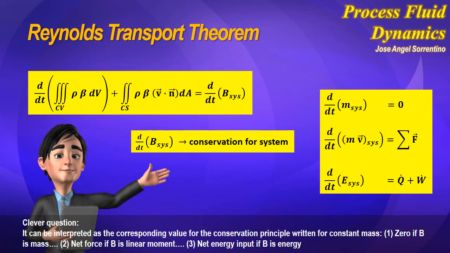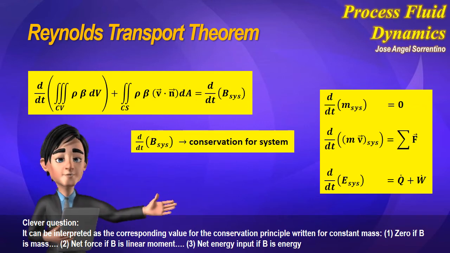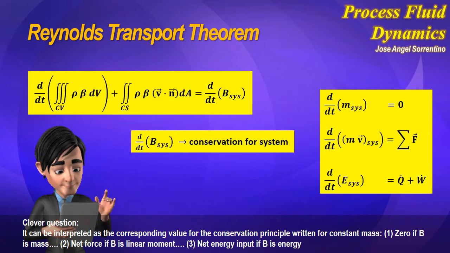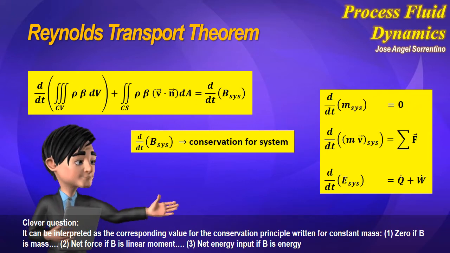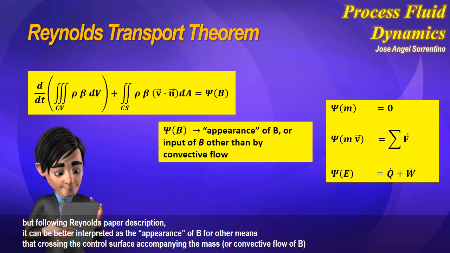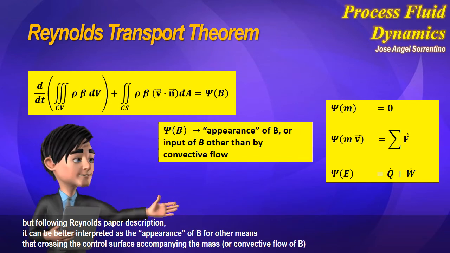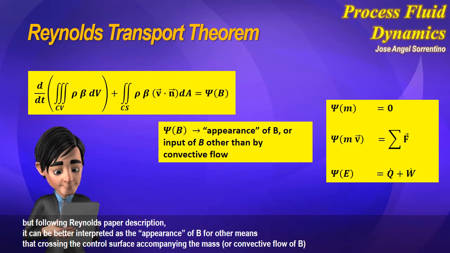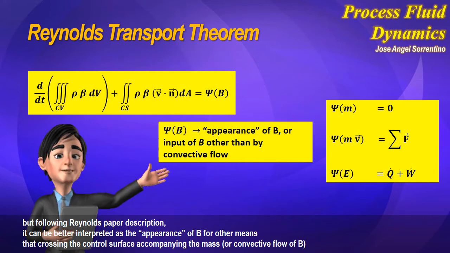0 if B is mass. Net force if B is linear momentum. Net energy input if B is energy. But following Reynolds' paper description, it can be better interpreted as the appearance of B by other means than crossing the control surface accompanying the mass, or convective flow of B.